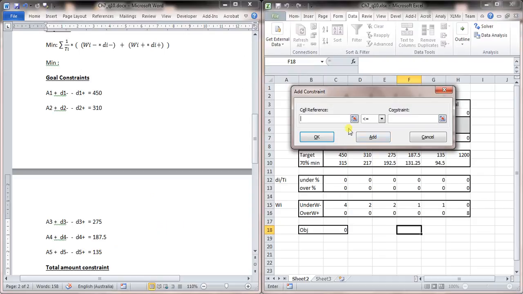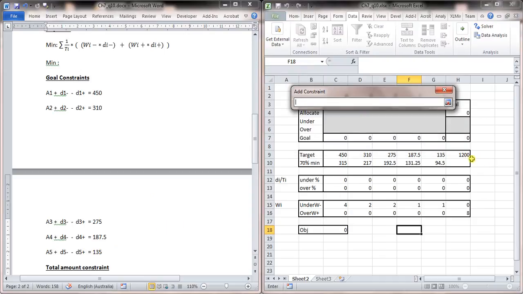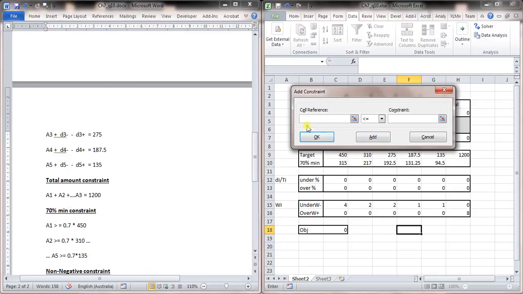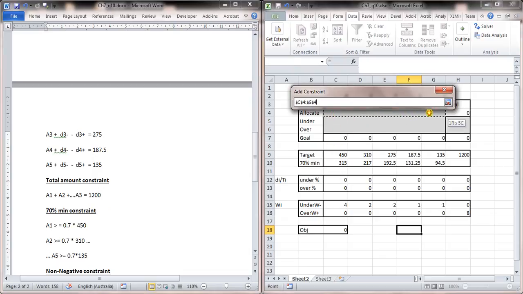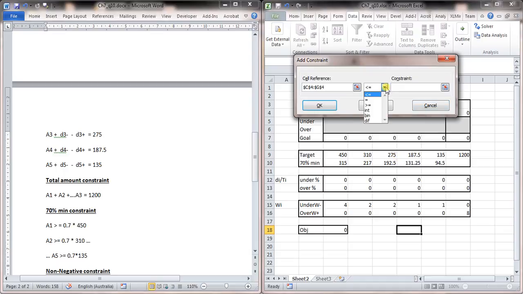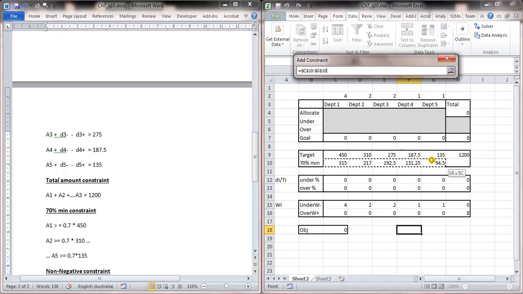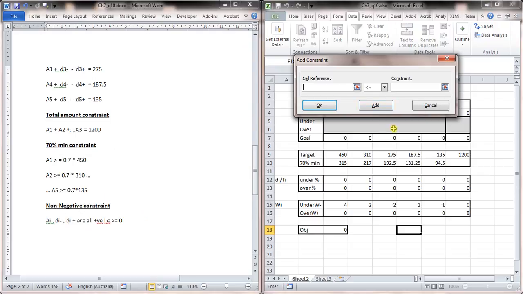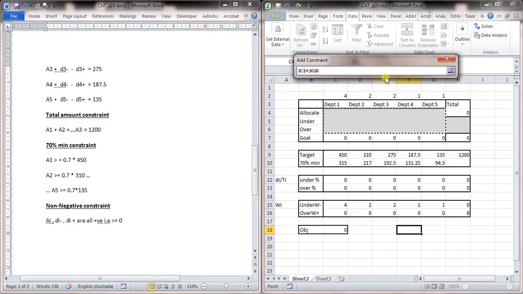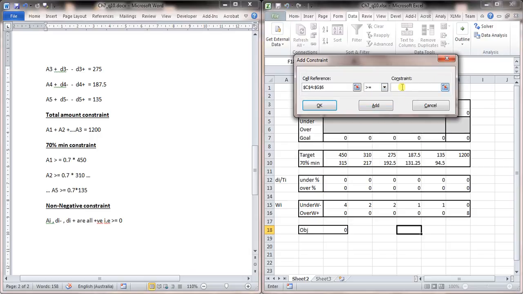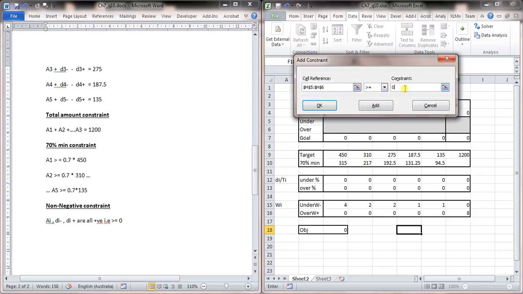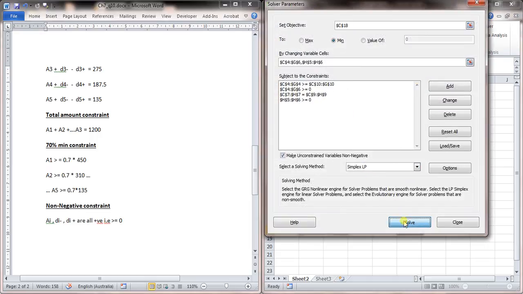Second set of constraint is the total amount constraint. That means this value, okay, this one is already included, so we can ignore it. So the 70% minimum constraint: this allocated amount should be greater than or equal to the minimum 70% required value. And the last one is the non-negative constraint. So all these values should be greater than or equal to 0, and these two values should also be greater than or equal to 0. Okay, now solve it.